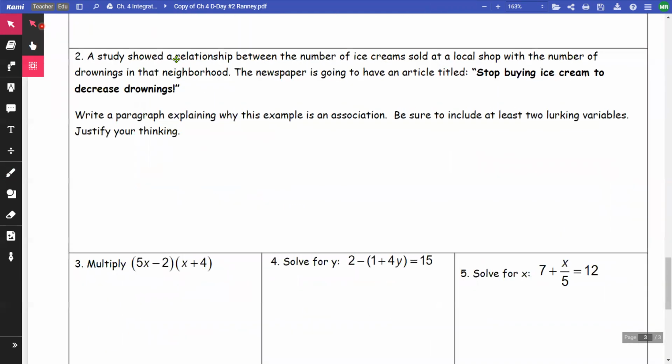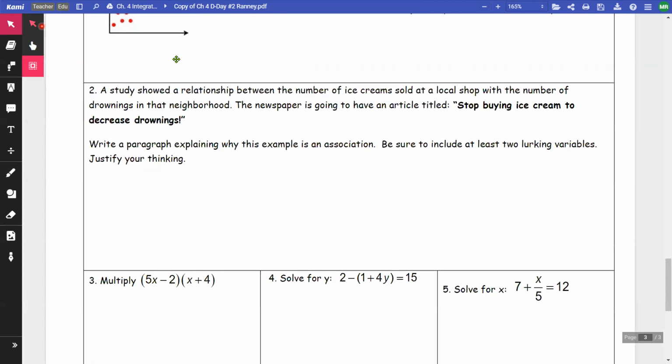Okay, a study showed a relationship between the number of ice creams sold at a local shop with the number of drownings in that neighborhood. The newspaper is going to have an article titled "Stop Buying Ice Cream to Decrease Drownings." Write a paragraph explaining why this example is an association. Be sure to include at least 2 lurking variables. Justify your thinking. Since they want to decrease the number of drownings.